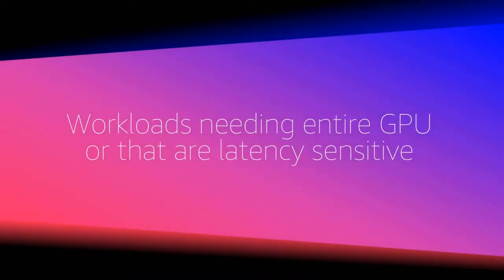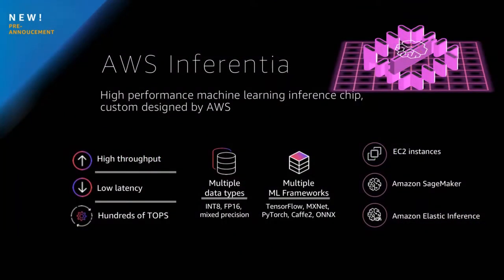But what happens if you need lots of power? Then we created the AWS Inferentia. This is a new chip that we custom developed to run inference at scale.